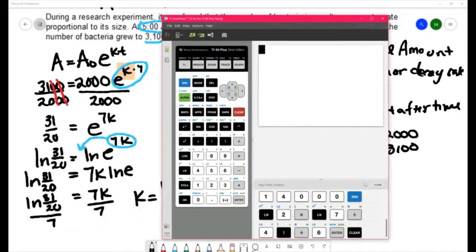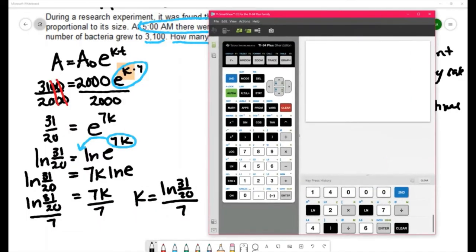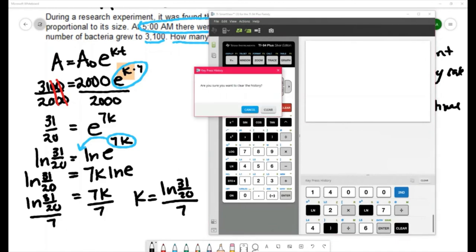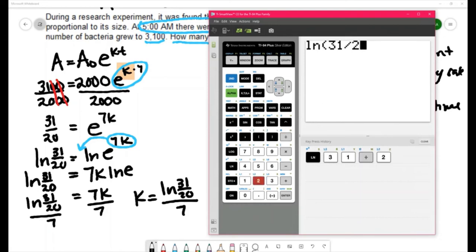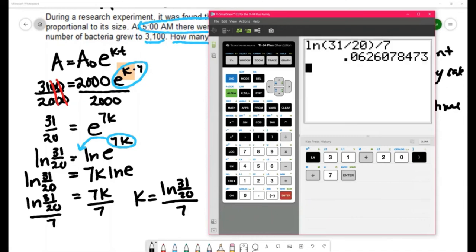Remember we said it should be a positive value. So you can follow along with the buttons that I push. Down here at the bottom it says key press history. We've got natural log of 31 over 20, over 7. And so our growth rate is 0.063 if we round to 3 decimal places.